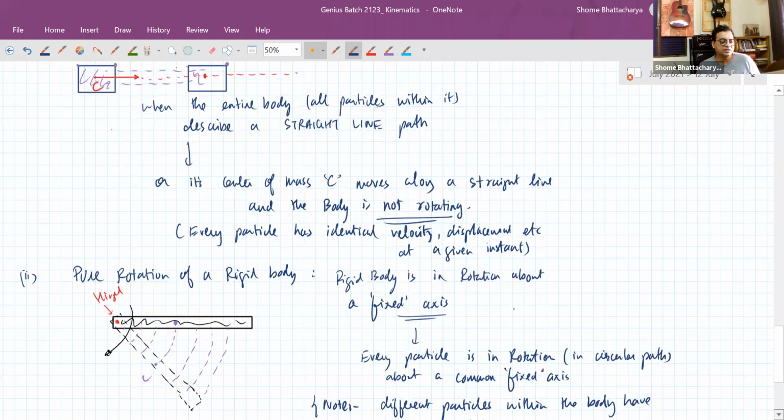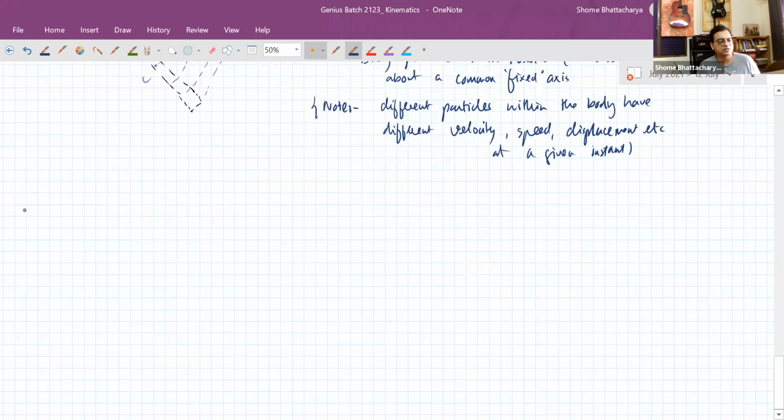Okay. Now, another type of motion could be like this, where imagine again we have a rigid body.